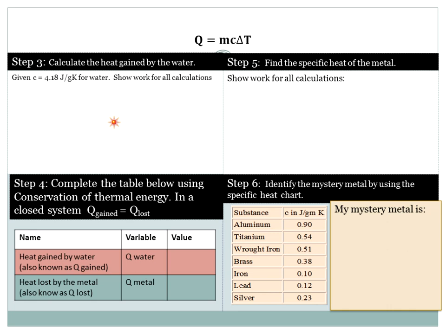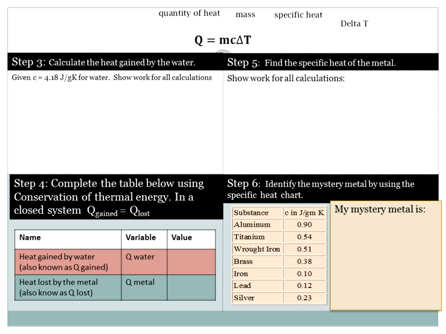So for step 3, we're going to use the heat equation. And I'm just going to make sure we have each of these variables defined. Q stands for quantity of heat. M, quite easily, is the mass of the material. C is the specific heat, and delta T we've already talked about, the change in temperature.